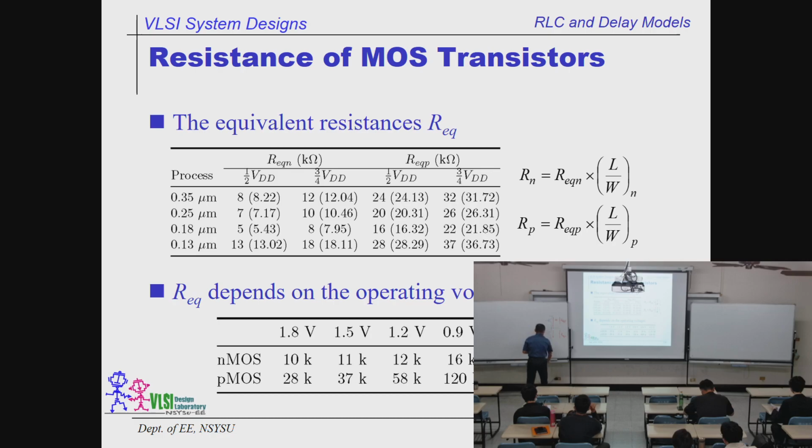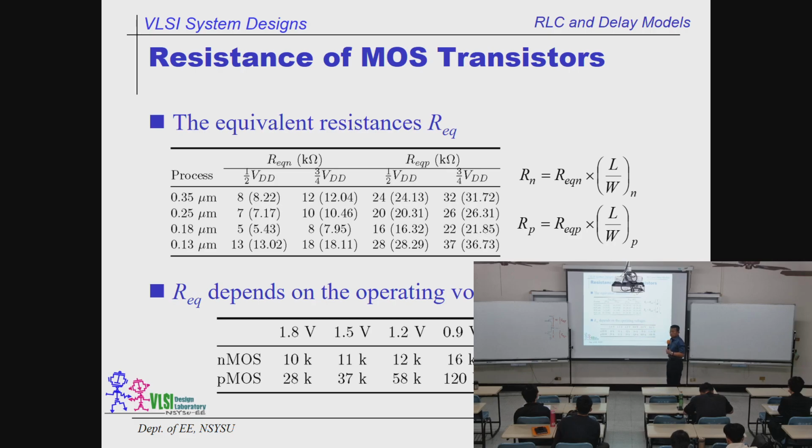If you check this out, unfortunately, these resistances are not constants. The resistance of this MOS transistor depends on the voltage. Now check this out. This is something you have to remember. This is 0.18, the process you use. When the power supply is only half, that's 5 kilo ohm, basically. If it is 3/4 of VDD, it is about 8. And for the P process, there's 16 and 22.